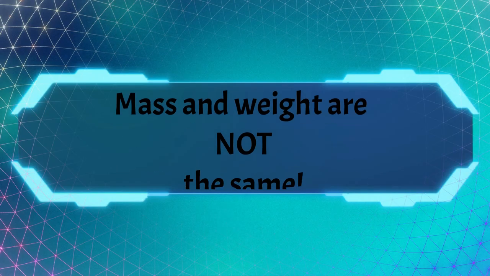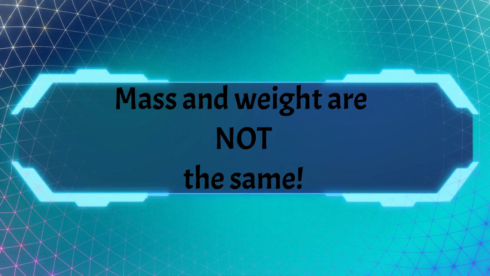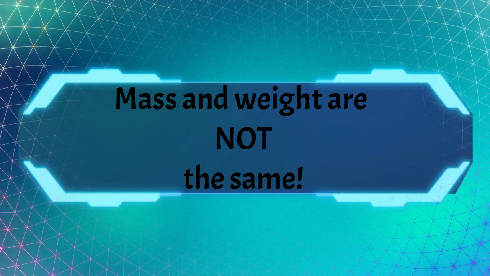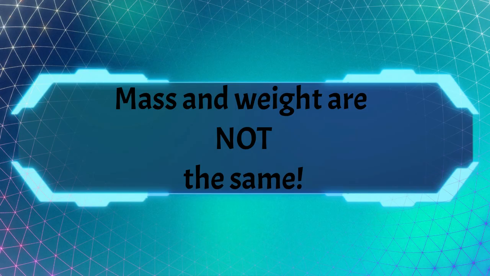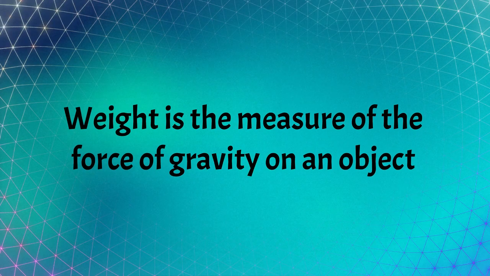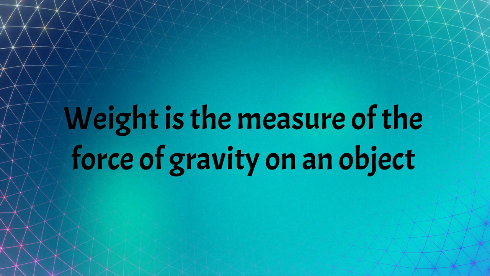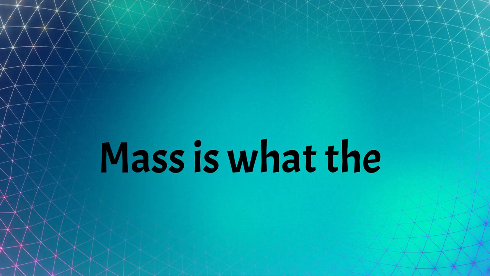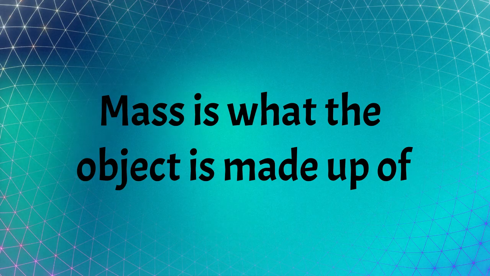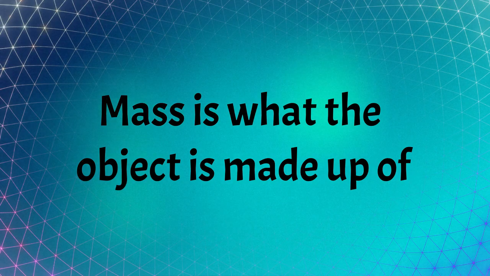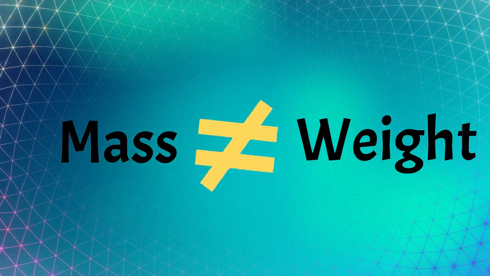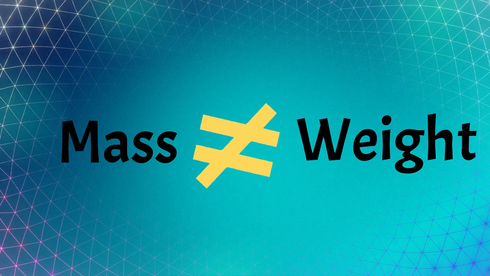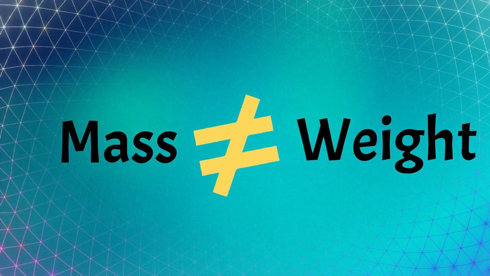object. It's very important to take note of the fact that mass and weight, even though they're often used interchangeably, are not the same thing. Weight is the measure of the force of gravity that's placed on an object, whereas mass is basically what that object is made up of. How much is inside of that object? Now, they do kind of depend on each other, and again, you will see them used interchangeably a lot, but they are not scientifically the same.